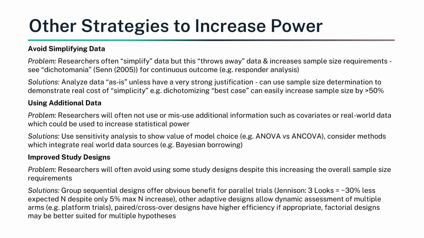And of course, if you get into a more complex approach like Bayesian borrowing, you can use historical data or real world data, which should also increase power on average.